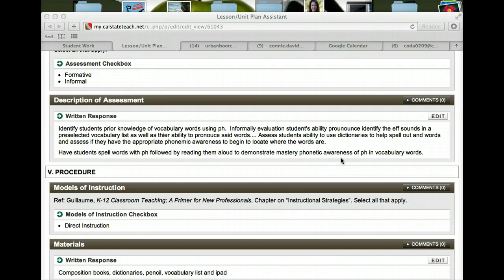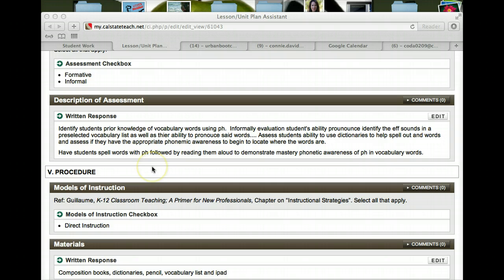You'll have students spell words with PH followed by reading them aloud to demonstrate mastery, phonemic awareness of PH vocabulary words. Okay, students will spell the words with a PH followed by reading them aloud to demonstrate mastery of awareness. Awareness means they know it's going to be there.